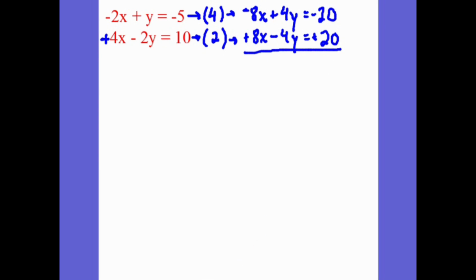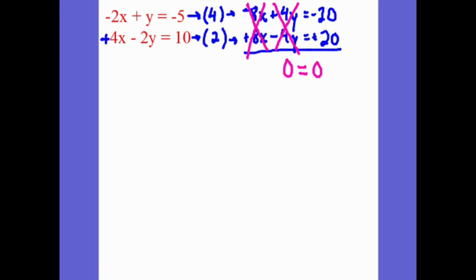Alright, now we do our usual elimination. 8 minus 8, those cancel. They're eliminated. Next, we also have 4y minus 4y. Those are eliminated. This means that we have absolutely nothing on the left side. That's 0. On the right, negative 20 plus 20 is also 0.